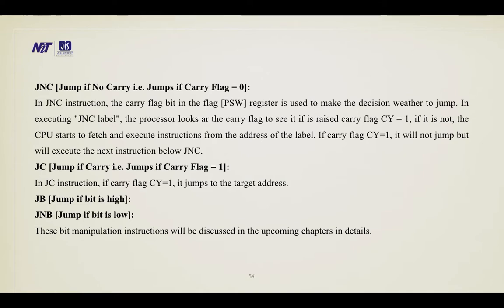JC: jump if carry, therefore carry flag equals 1. In the JC instruction, if carry equals 1, it jumps to the targeted address. JB: jump if bit is high. JNB: jump if bit is low. These bit manipulation instructions will be discussed later in detail.